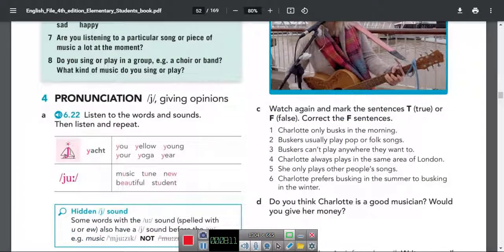Okay, number 4 is pronunciation, giving opinions. Listen to the words and sounds, then listen and repeat.